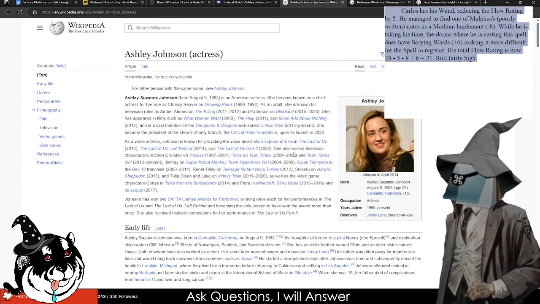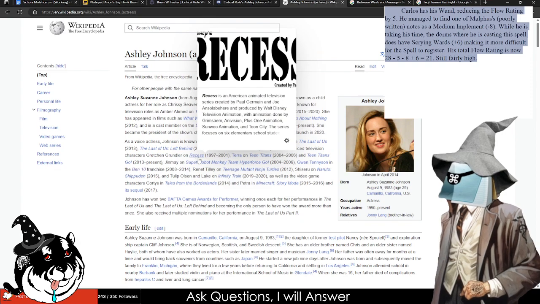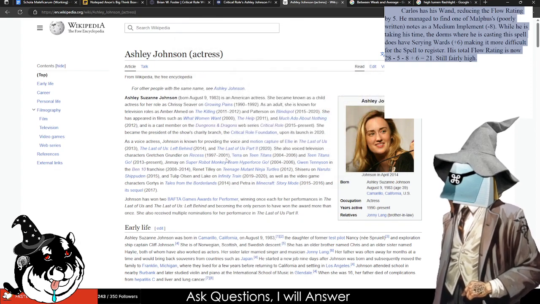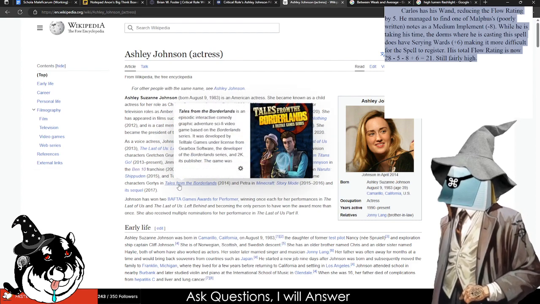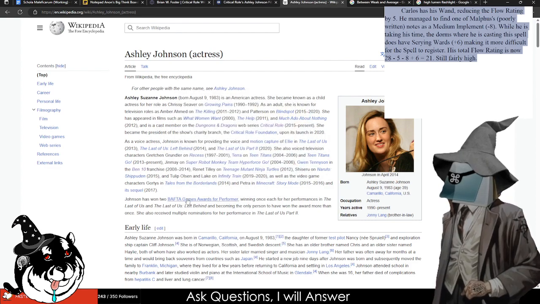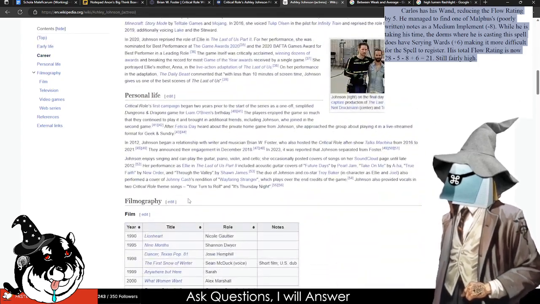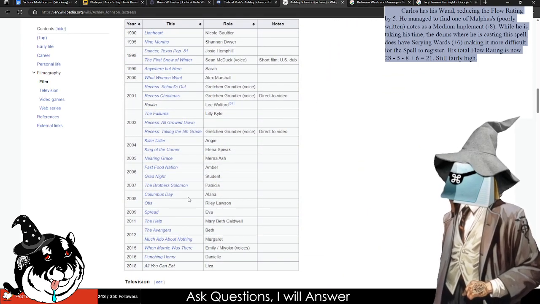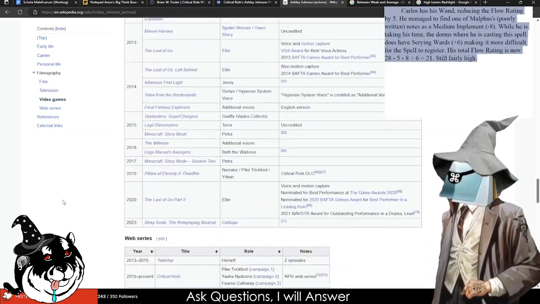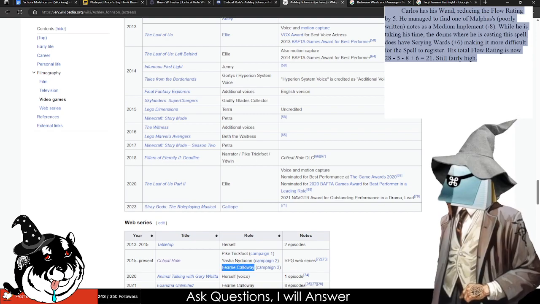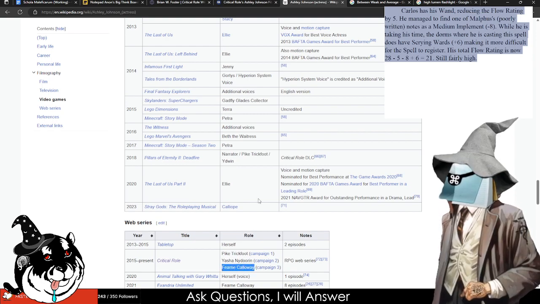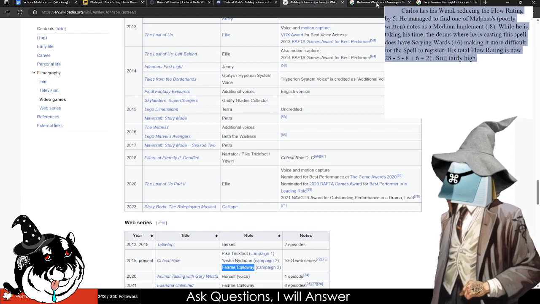She was the voice of Gretchen from Recess, Tara from Teen Titans Go. She was Gwen Tennyson. She was in Tales of the Borderlands. She's got a few BAFTAs, and she was on Critical Role, I think, or something. Yeah, she's this person. She's Pike Trickfoot, Yasha Nydoorin, and now Farron Calloway.